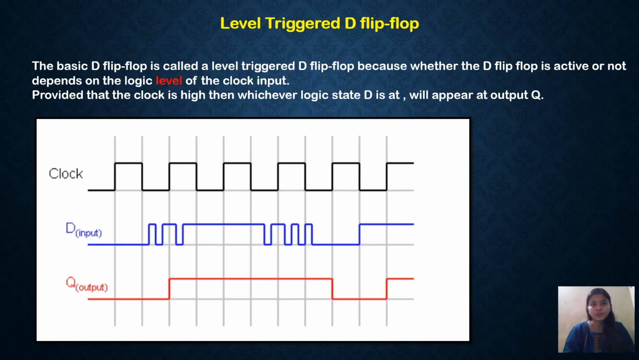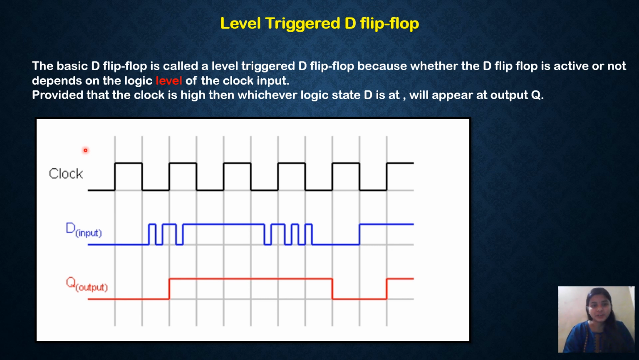There are two types of D flip-flop, level triggered and edge triggered. The normal D flip-flop is called a level triggered flip-flop because whether the flip-flop is active or not is determined by the logic level of the clock pulse. While the clock is at 1, whichever the logic state D is at will appear at output Q.